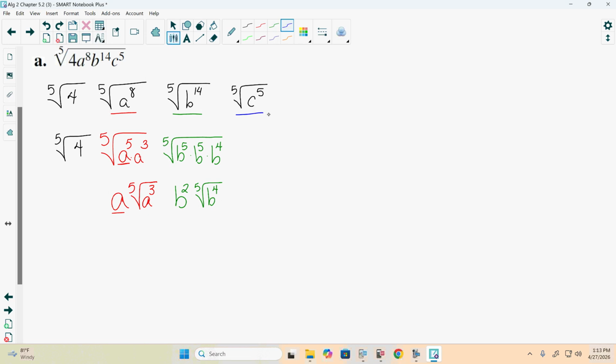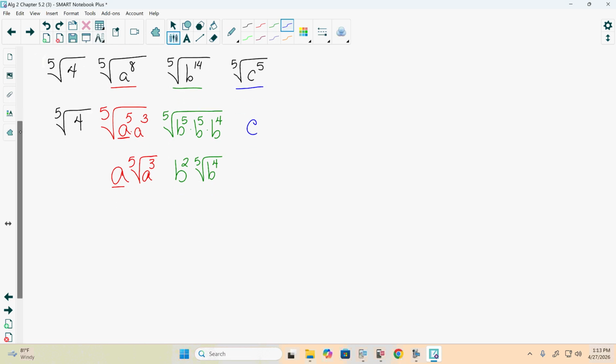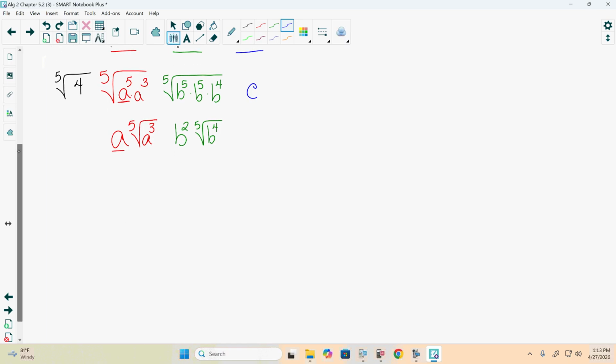And lastly, c, the fifth root of c to the 5th is c. Questions on how we've gotten this so far? Now we just need to multiply this back together. Now our number, nothing simplified out.